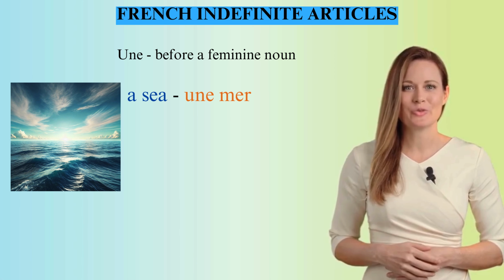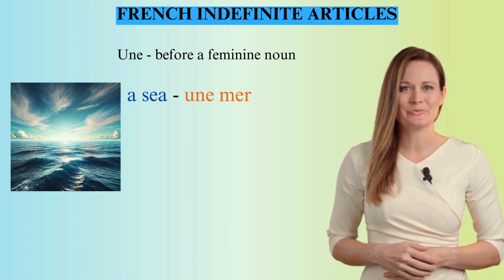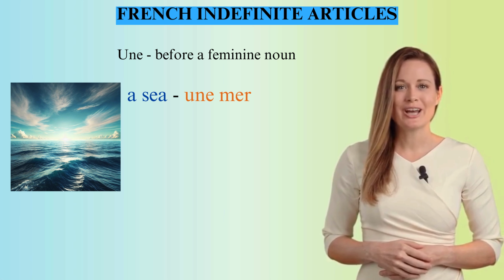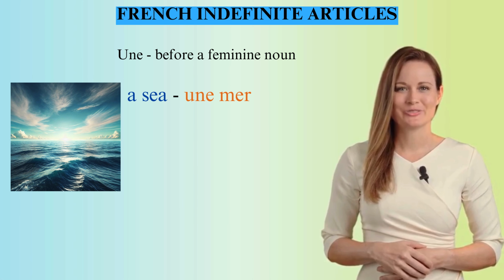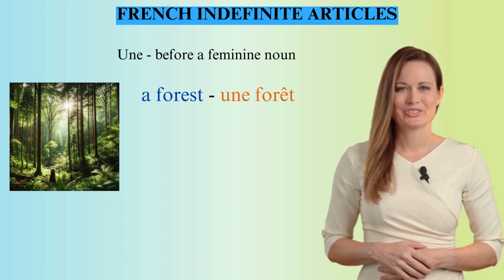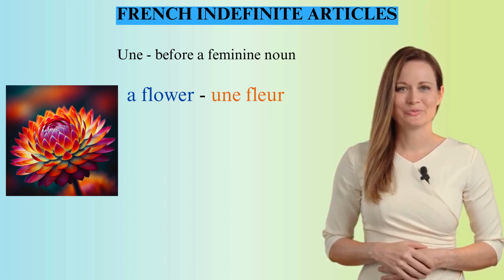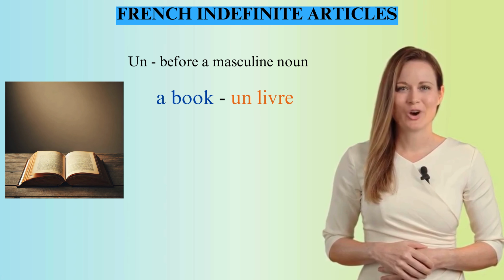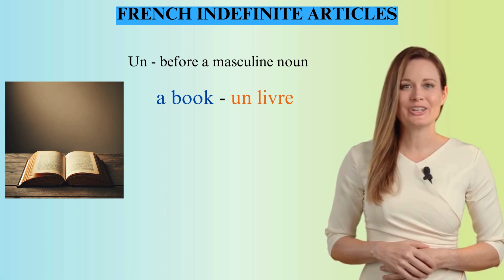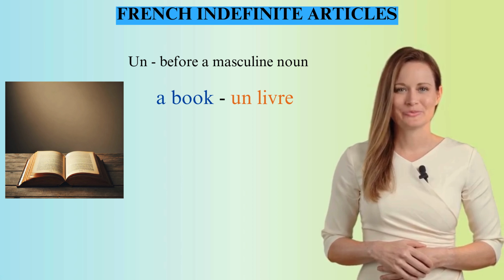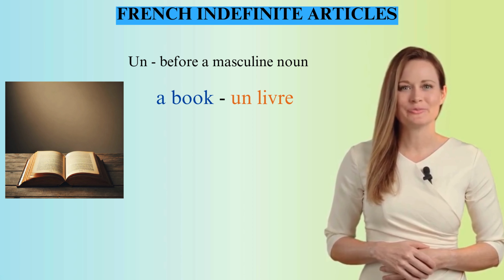Let's look at nouns that don't end with e, but are still feminine. For example, a sea. In French we would say une mer. A forest, une forêt. A flower, une fleur.